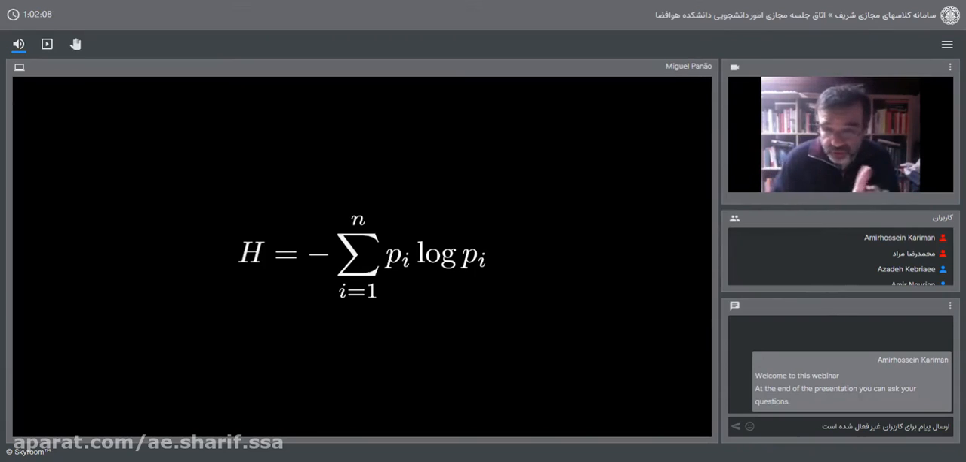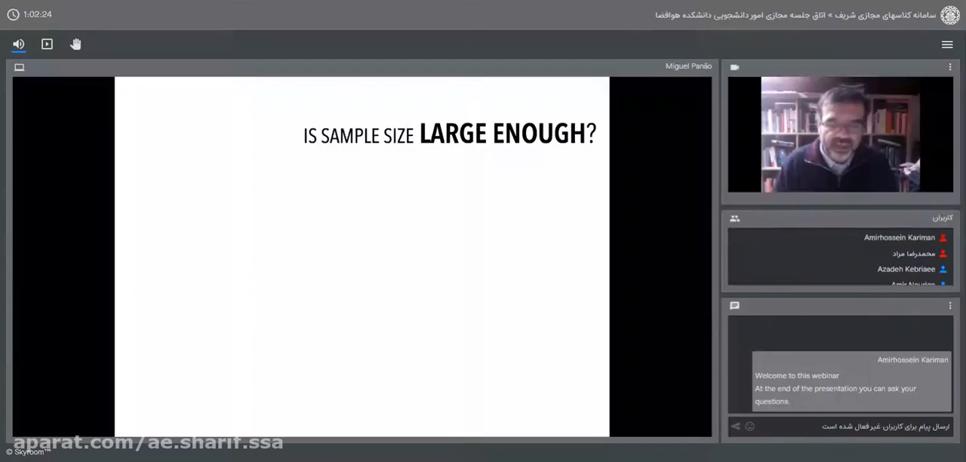So, and also, as you can see, it is a parameter that depends on the distribution probabilities. So it doesn't depend on the size corresponding to each probability. So I just thought, well, could I use this? So the first thing, from the experimentalist point of view, is: is my sample size large enough? So that was my problem.